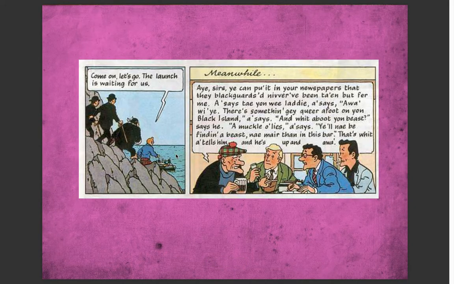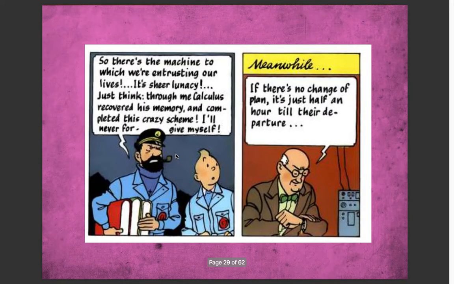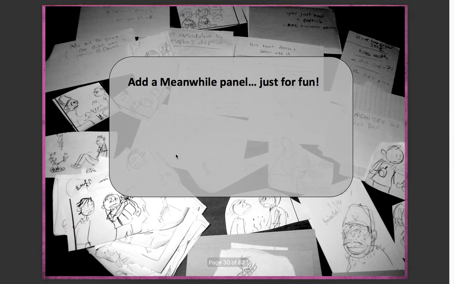Tintin hears, "Come on, let's go. The launch is waiting for us." And meanwhile, there's this conspiring going on in the Scottish pub. We've seen this a million times in most storytelling. "So there's the machine to which we're entrusting our lives, sheer lunacy, etc., etc." "Meanwhile, if there's no change of plan, it's just half an hour till departure." So we're watching two different parts of the story unfold in different places, sometimes at the same time, sometimes at slightly different times. But that meanwhile is the connector there. So for fun, let's try that. Add a meanwhile panel. That's our third sort of scene-to-scene type of transition.